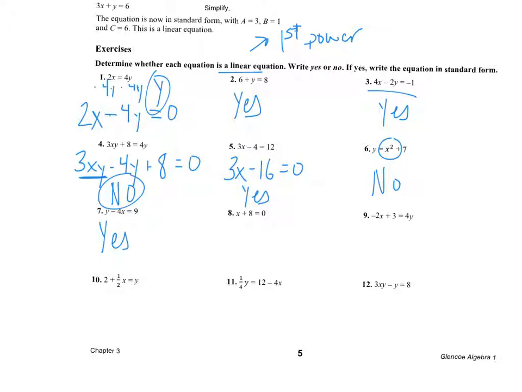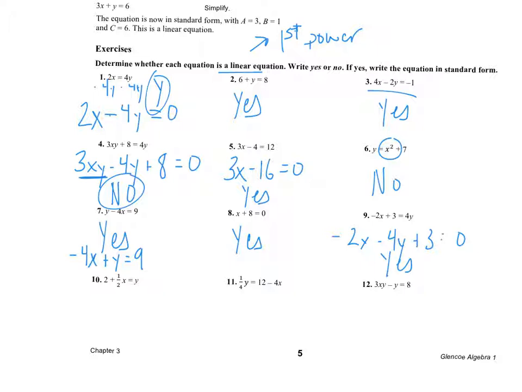If you wanted to flip-flop the terms, it would be negative 4x plus y equals 9. There's your standard form of that one. Number 8, again, x plus 8. Yes, that one is a linear equation. Number 9, write this one in standard form. So negative 2x, we would subtract 4y from each side, plus 3 equals 0. There you go. Of course, this one is as well.